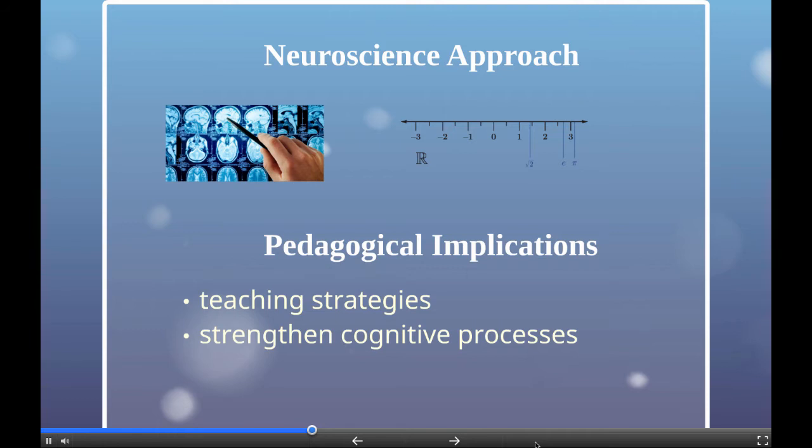Knowing how the brain works helps educators to employ teaching strategies that are more aligned with how the brain naturally learns. This helps educators focus on specific skill sets in students, as well as helping them strengthen the cognitive process to overcome their learning challenges.